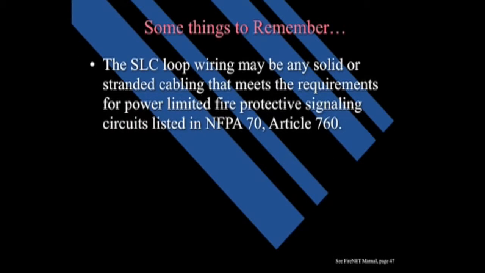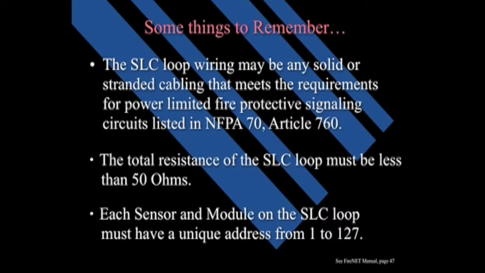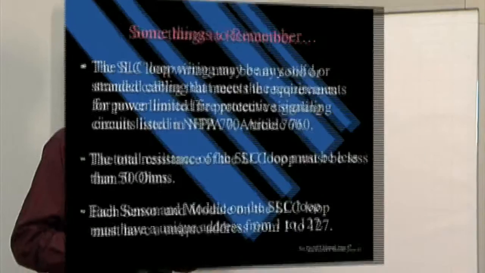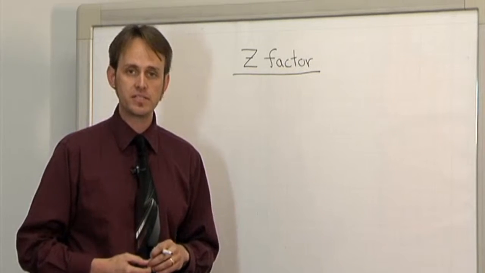Some things to remember. The SLC loop wiring may be any solid or stranded cabling that meets the requirements for power-limited fire protective signaling circuits listed in the NFPA 70, Article 760. The total resistance of the SLC loop must be less than 50 ohms. Each sensor and module on the SLC loop must have a unique address from 1 to 127. The maximum distance for the SLC loop is determined by the impedance of the wire.